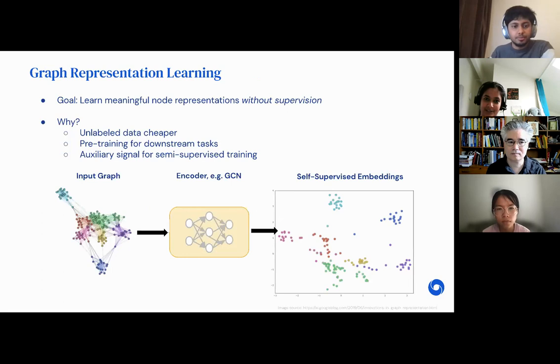Shantanu, can I ask a quick question? Please. So is the expectation that these low level embeddings should have some sort of edge connections also represented in them, like the closer they are in the latent space, you expect them to be closer in the actual graph?